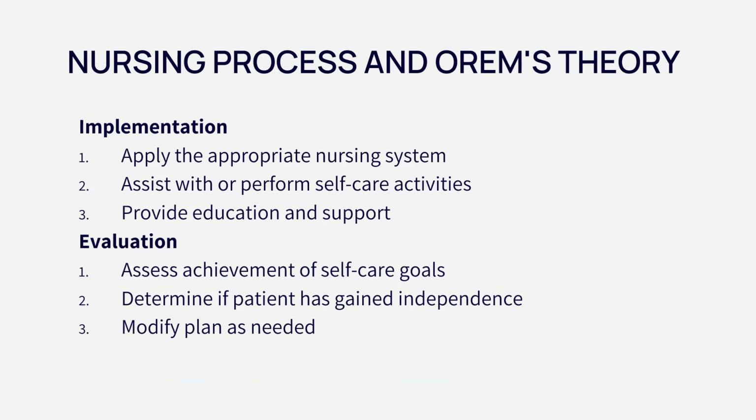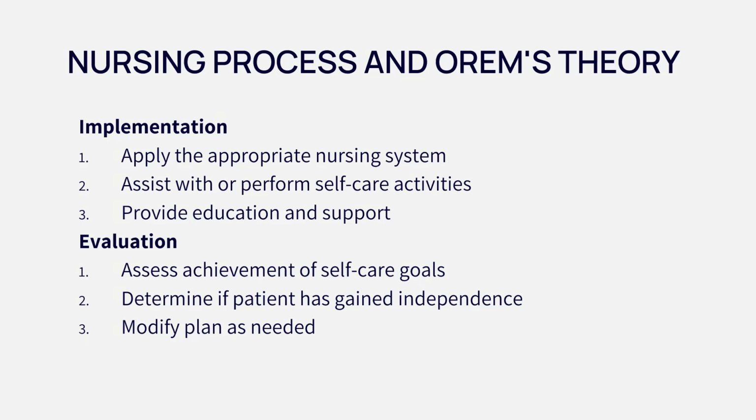Next, in implementation, apply the appropriate nursing care system, assist with or perform self-care activities. In implementation, what we are going to do is apply the appropriate nursing system that we have seen, completely, partially, or educative, depending upon the self-care deficit area. Whatever planning we have done in the interventions, we are going to implement on the patient. We can provide the self-care activities directly, or we can provide education on those activities so that he can perform them on his own in the future.